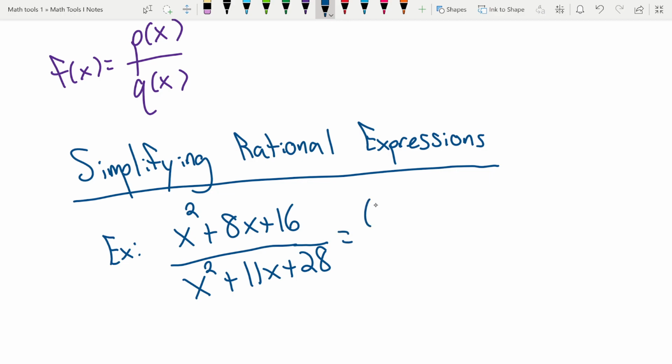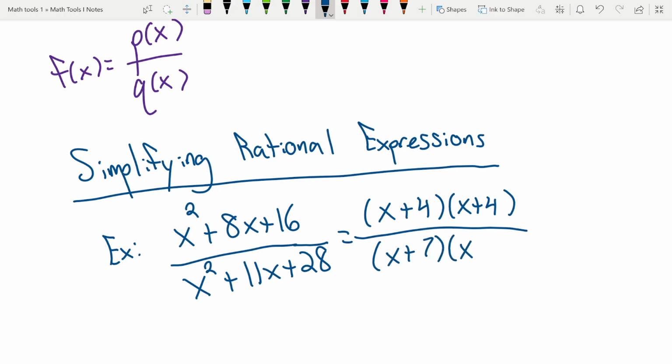So in this case, if we factor the top here, that should be x plus 4 times x plus 4. And if we factor the bottom here, we're going to get x plus 7 times x plus 4. So we see we get a common factor. If we didn't have a common factor, there would be nothing we can do, and we would just say it's as simple as we can possibly make it. But here there is a common factor with the x plus 4, so we can cancel those out. And then we are left with x plus 4 over x plus 7.